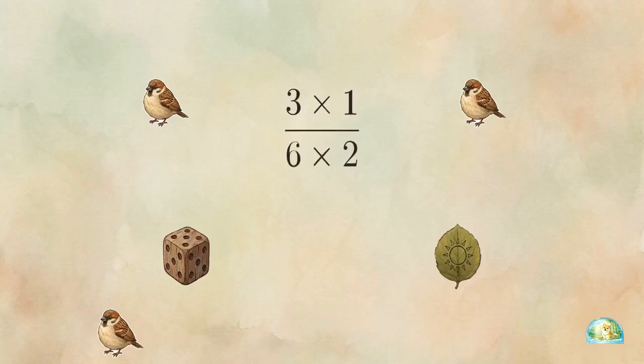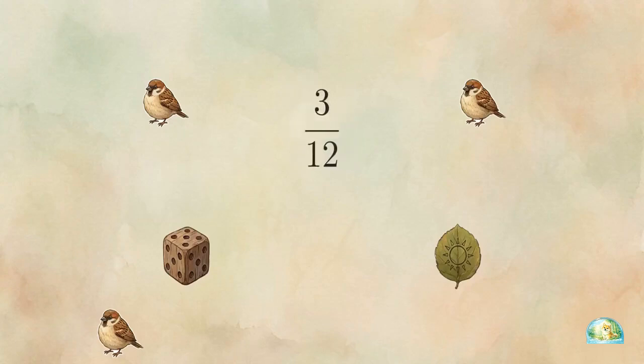For independent compound events, we multiply the stage probabilities together. That means we multiply 3/6 by 1/2. This calculation anchors our physical visual count. The result is a compound probability of 3/12, which simplifies exactly to 1/4.